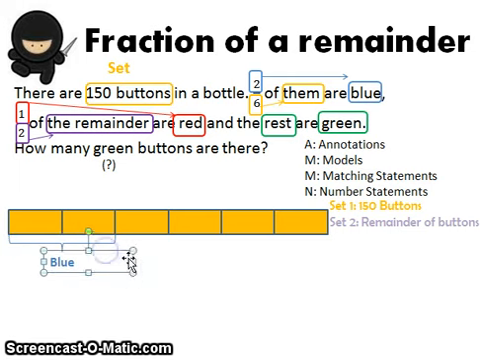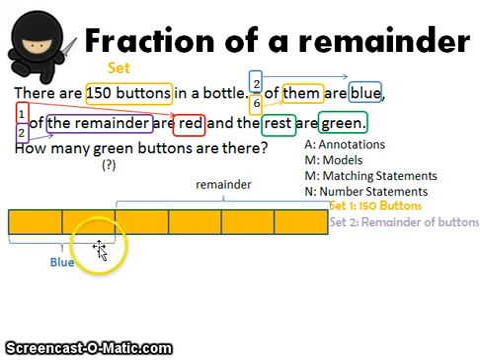Now, next part of the question says half of the remainder. Now, where is the remainder? Do you know where's the remainder? Okay, we have to annotate and show ourselves where's the remainder. As you can see, after we've taken away the blue, these 4 units, 1, 2, 3, 4, is the remainder. Now, the question says half of the remainder.